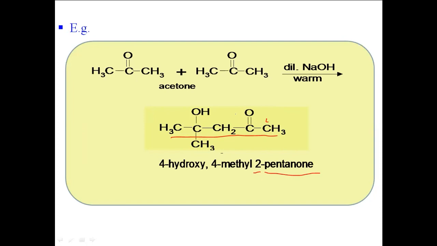Then there is one hydroxy group. Its number is 4, hydroxy. There is also a methyl group, 4 methyl, and hence the name of the compound is 4 hydroxy 4 methyl 2 pentanone. Thus acetone on reaction with dilute alkali undergoes self condensation, undergoes aldol condensation, and we get 4 hydroxy 4 methyl 2 pentanone. Okay, now let us see some more examples.